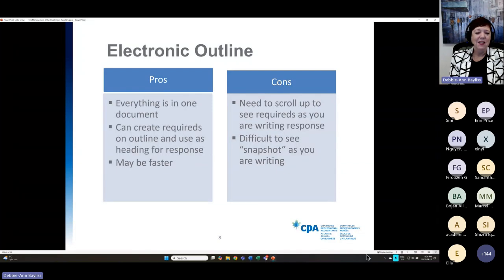The last comment is it may be faster. Based on all of the information and the successes candidates have personally shared with me, it has saved them valuable time. Now, there are some disadvantages, so I want to talk about the strategies to combat those. Because again, in Word, you're having to scroll down to see the information, and so you don't have a place where you can see all of your requireds in one quick access.